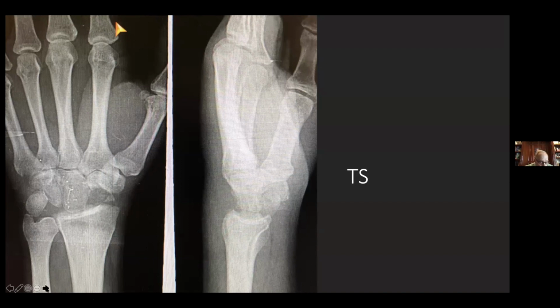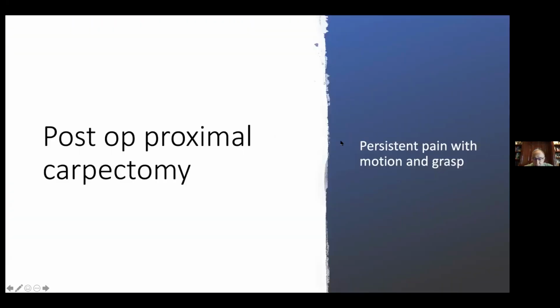Okay, so what happened? Post-op proximal carpectomy, persistent pain with motion and grasp. So presumably, I'm not sure why I was having pain. He may have developed arthritis between the capitate and the lunate fossa. I don't know. So what's the next step? So is the next step a total wrist fusion? You're right on. I couldn't think of a lot else to do.